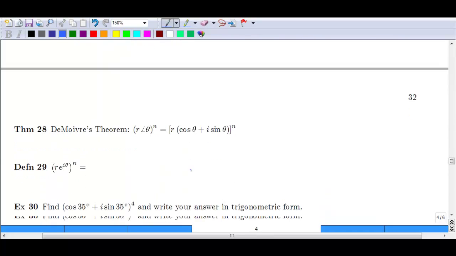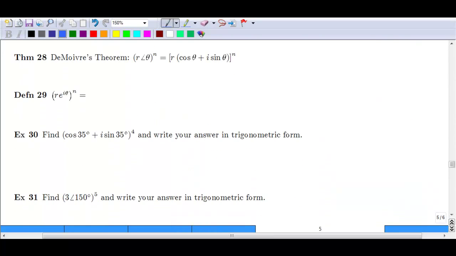The first thing we're going to look at here is what is known as DeMoivre's theorem. DeMoivre's theorem says that if you have a number in complex form, in either trig or exponential form, if you're in trig form, what you're going to do is take your radius to the nth power and multiply it by cosine of n times theta plus i times the sine of n times theta.